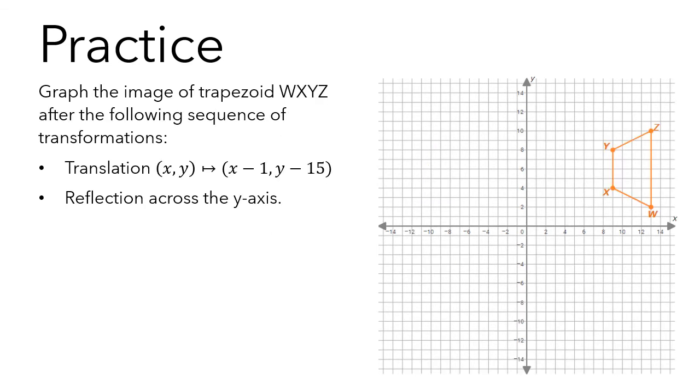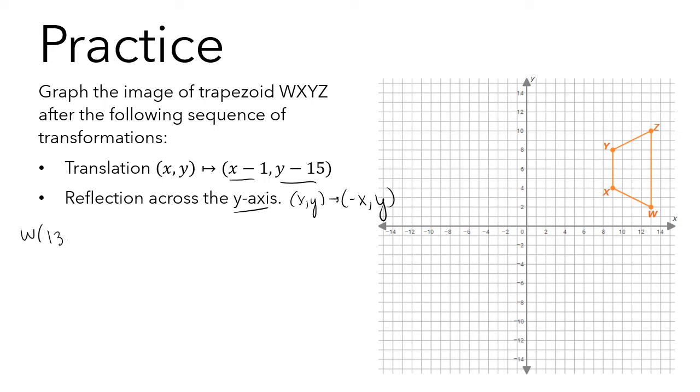Alright, let's try one more. Graph the image of the trapezoid WXYZ after the following sequence of transformations: a translation to the left 1, down 15, and a reflection over the y-axis. Keep in mind, reflection over the y-axis is going to change the sign of the x-coordinate. The y-coordinate will not be affected. So let's write out our coordinates.